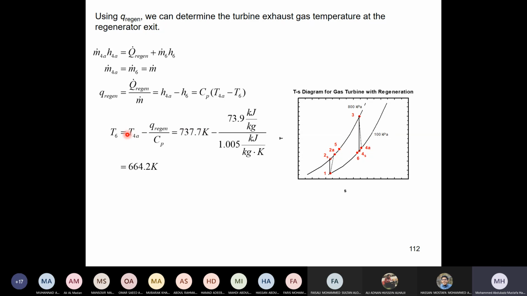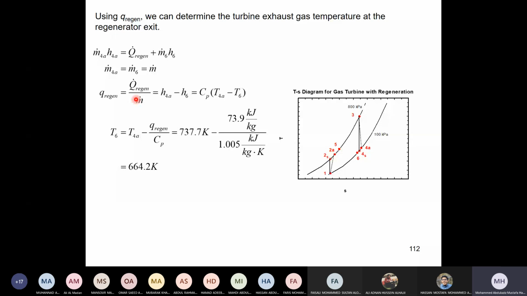He's also asking about T6. You can get T6 here by saying that the increase in the enthalpy of the air is equal to the loss in the enthalpy of the gases. So you can say H4A minus H6 is equal to Q regenerator, which we have calculated earlier, which is equal to H5 minus H2A, then we can get T6. This is also not important to us here, but in the problem he asks for that.